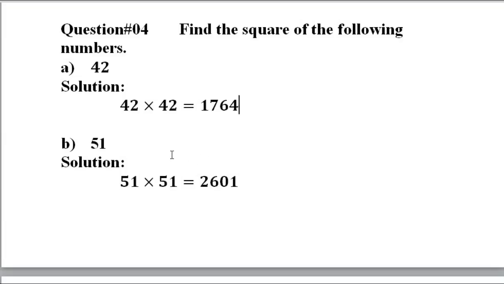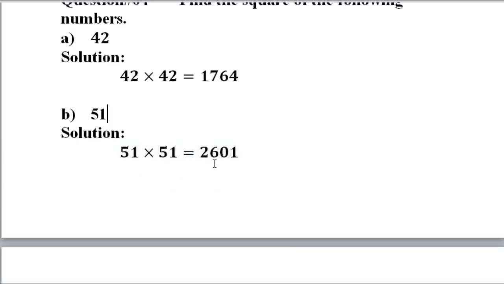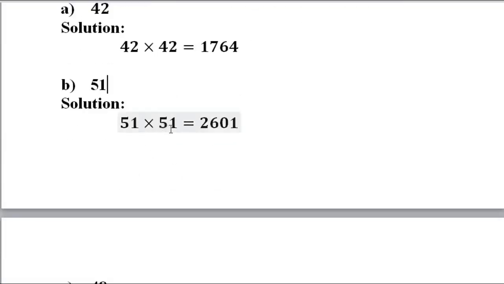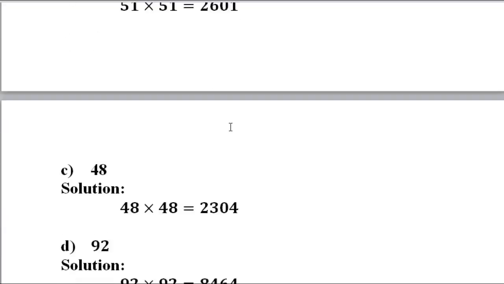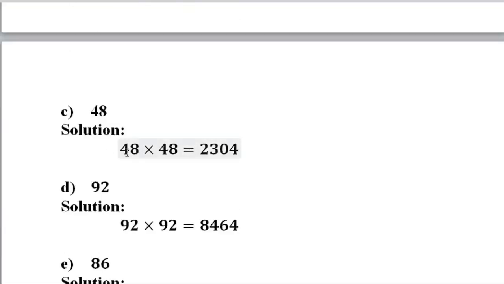I will start with the first number, which is 42. Square of the number 42 is 42 times 42 is equal to 1764. Square of the number 51 is 51 times 51 is equal to 2601. Square of the number 48 is 48 times 48 is equal to 2304.